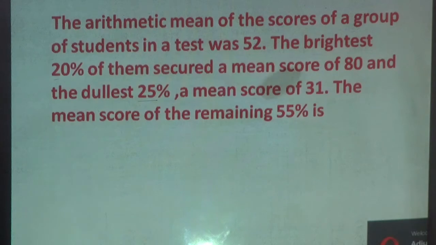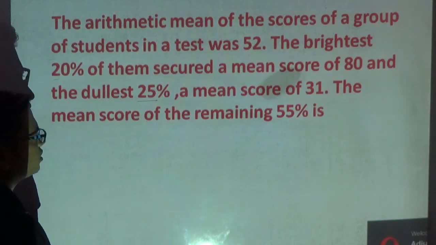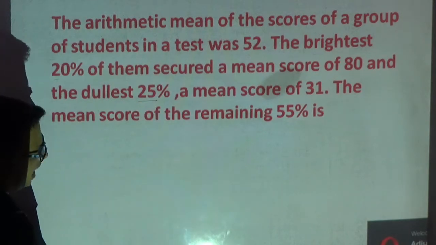The next problem: the arithmetic mean of the scores of a group of students in a test was 52. The brightest 20% of them scored a mean score of 80 and the dullest 25% a mean score of 31. So the mean score of the remaining 55% I need to find out.